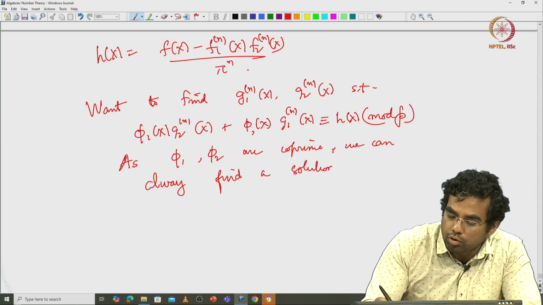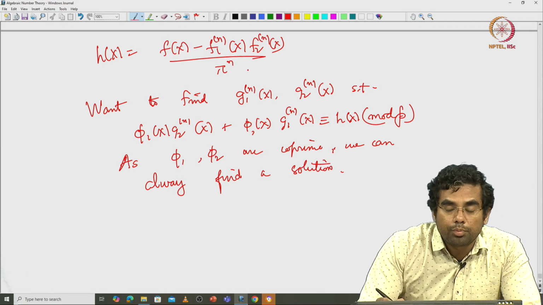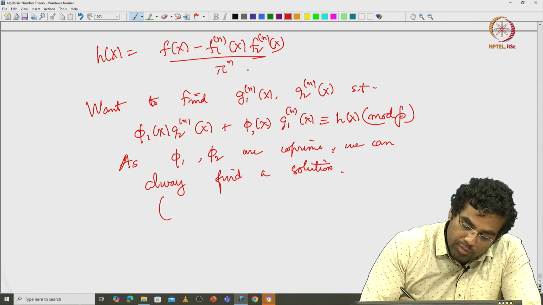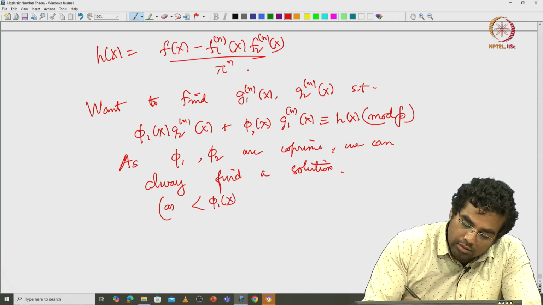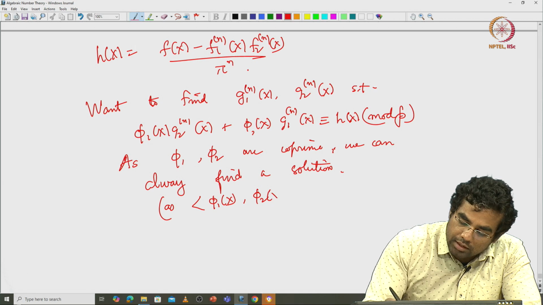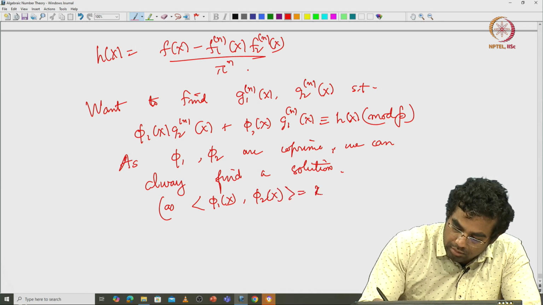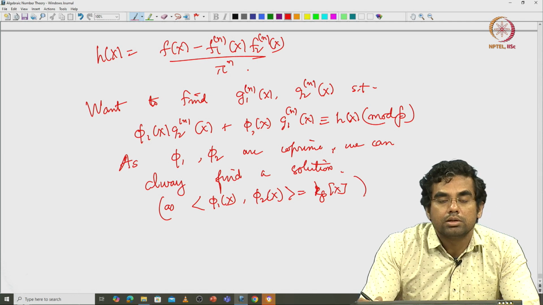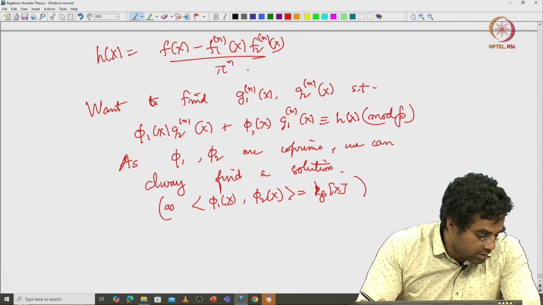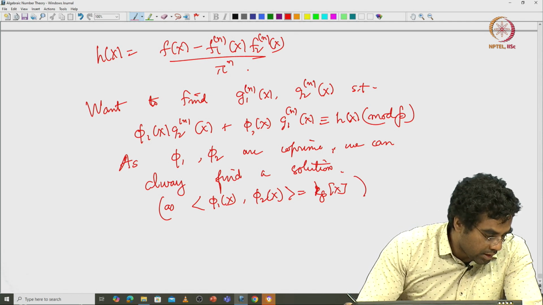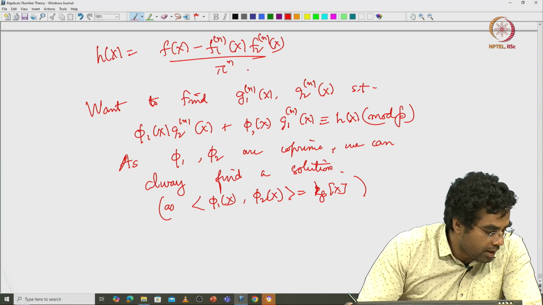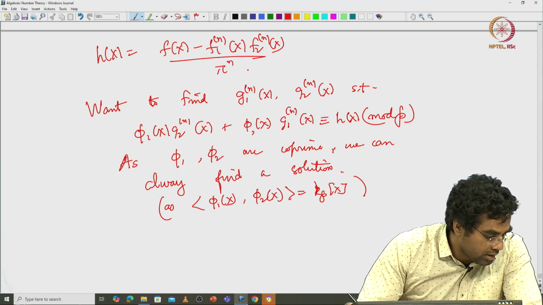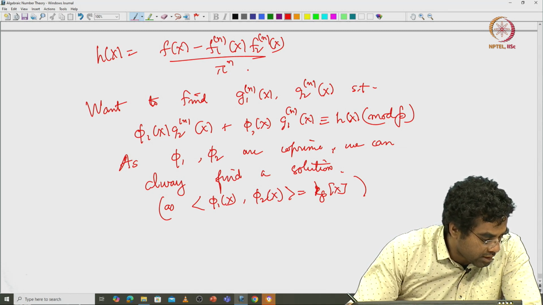Remember what these polynomials being co-prime means: it means that the ideal generated by phi 1 of x and phi 2 of x is the whole ring. That is what being co-prime means, and so we can always find a solution. Once we have found a solution like this, it is easy to prove that it satisfies all the properties that we want.